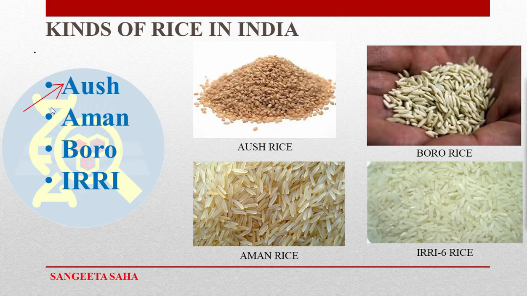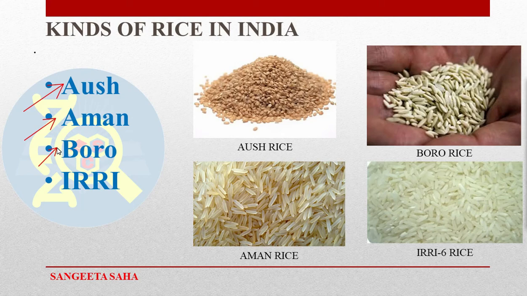Next, coming to Aman. This type of rice is sown in rainy season around July to August, and they are harvested in winter. India produces Aman crop mainly. Another type is the Boro rice, and these are sown in winter and harvested in summer. And Boro is a Bengali word. It is derived from a Sanskrit word, Borob.